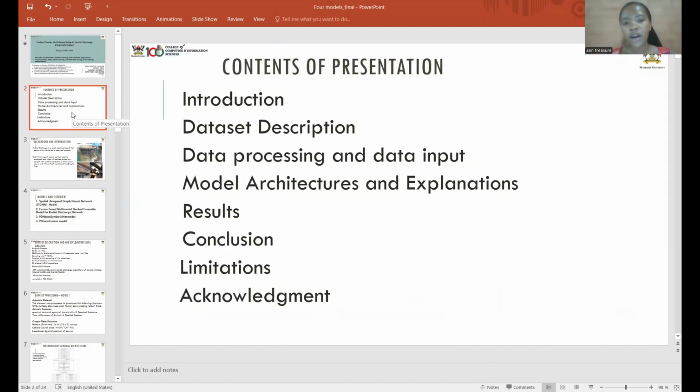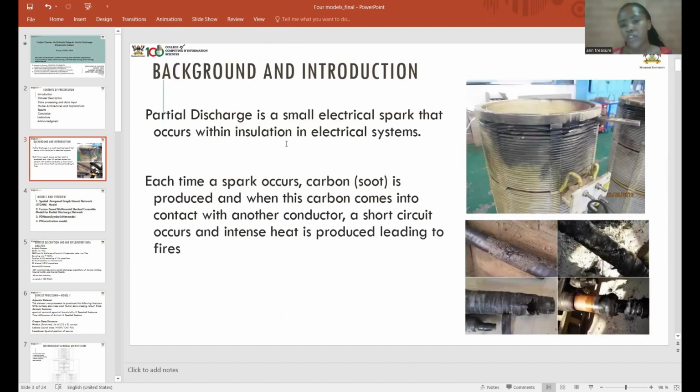So in this presentation, I'm going to describe the data sets, the processing, and the data input into the models, the 4 different model architectures that I used, and the explanations of the results, my conclusions, any limitations I faced, and acknowledgement.